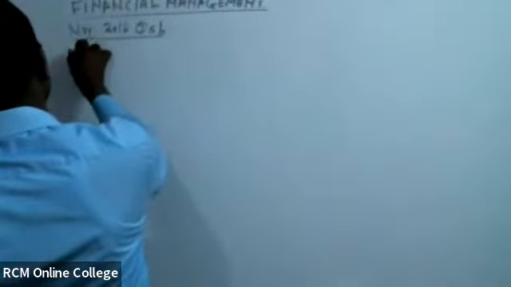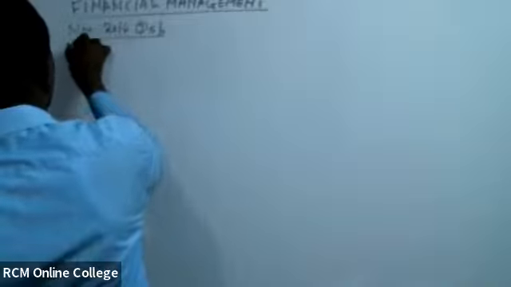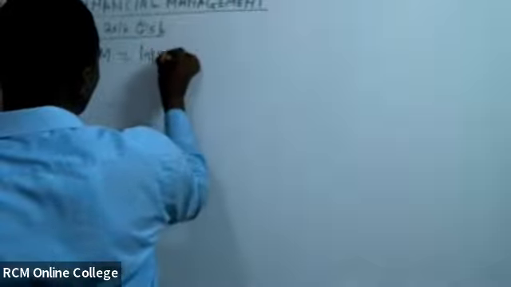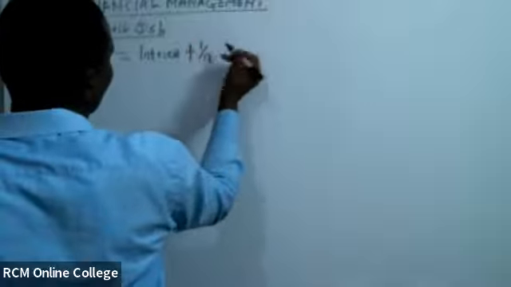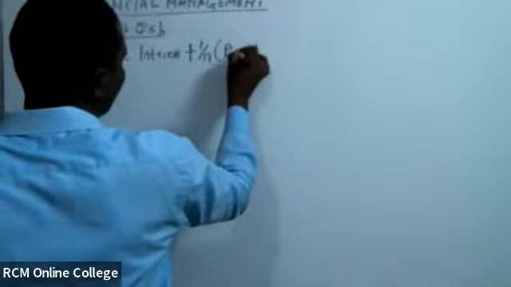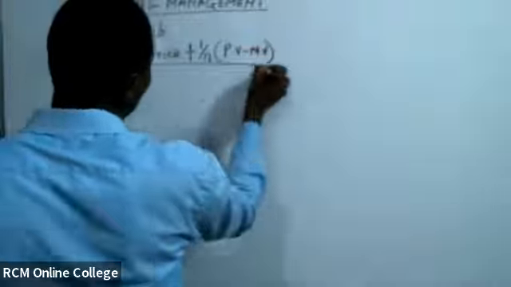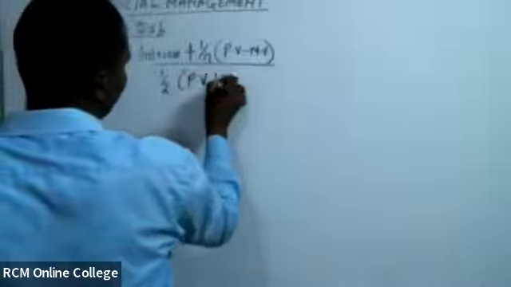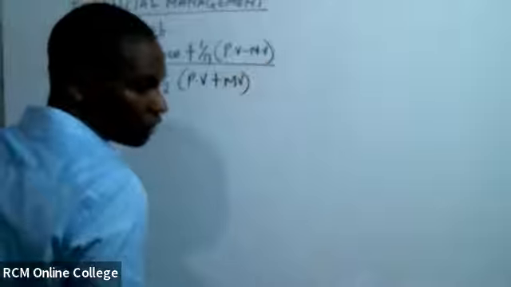So YTM class, that is where we are. YTM, that is yield to maturity. Tuseme inapatianwa na interest plus 1 over n, par value minus market value, divided by a half, par value plus market value. If you remember, that is the formula of getting YTM.